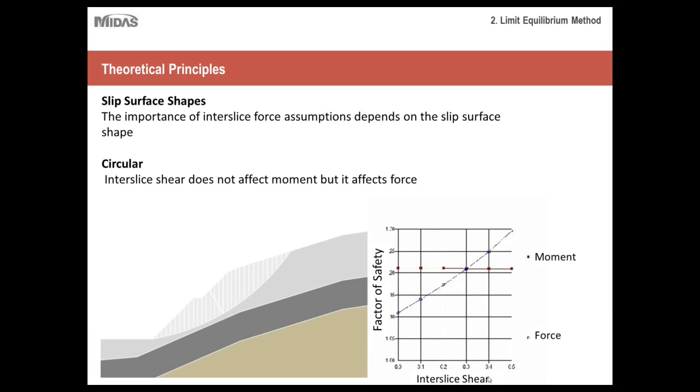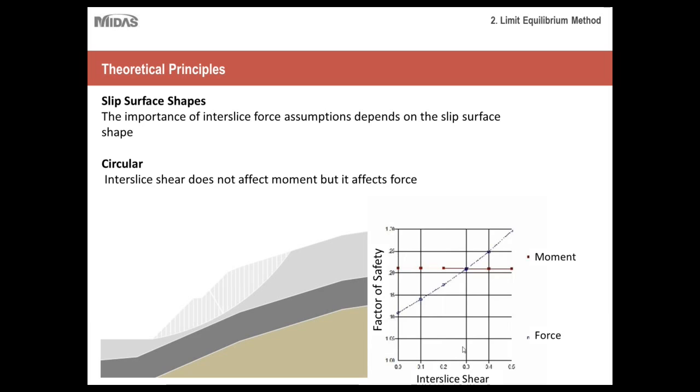as far as interslice shear is concerned, interslice shear affects the force of your slope, but it doesn't affect your moment. So why is that? Just imagine this curved portion here as a solid piece, like a solid circular block. Say you were to apply a moment force upon it. As you can imagine, there wouldn't be much resistance because of its shape. It would just simply slide. That's why the interslice shear doesn't really affect the moment.